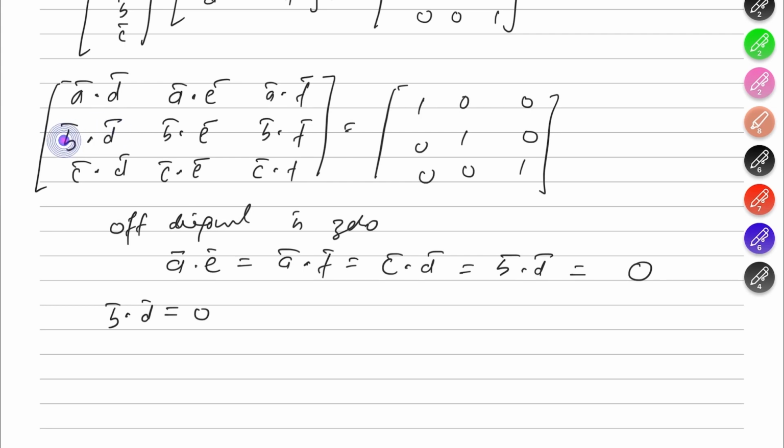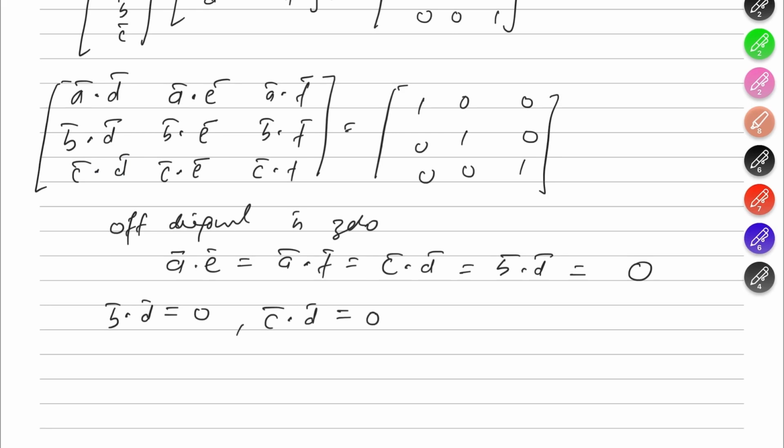So let's say I am talking about this element of the matrix: B dot D is 0, and also, let's take C dot D, which is also 0. So understand, B dot D is 0 and C dot D is 0.